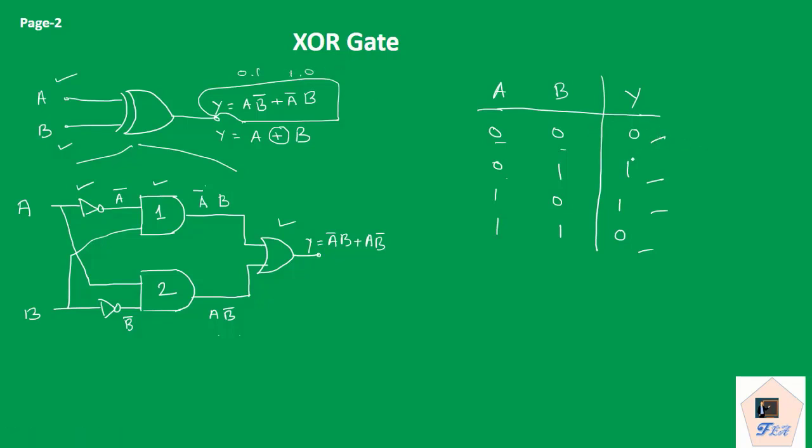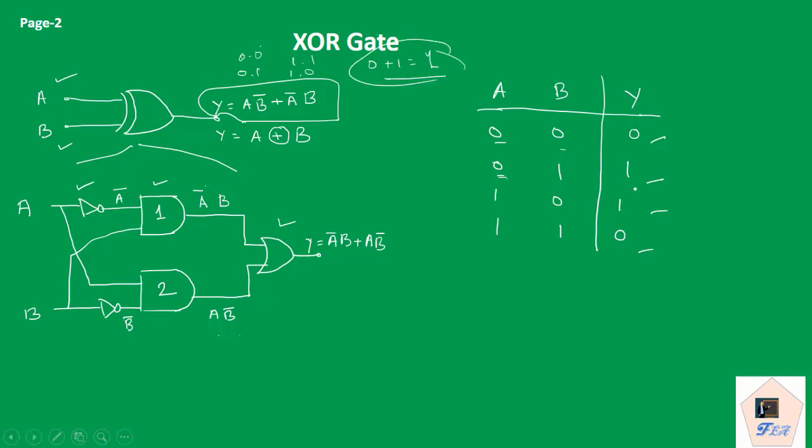So the output is 0. Similarly, say A equal to 0 and B equal to 1. A is 0, B equal to 1, and the complement of B is 0, so we get 0 AND 0, which is 0. Now here A equal to 0, A bar is 1 and B equal to 1, so once again 1 AND 1 is equal to 1. Now when we are ORing 0 and 1, 0 OR 1 gives 1. That is how we get the output as 1.